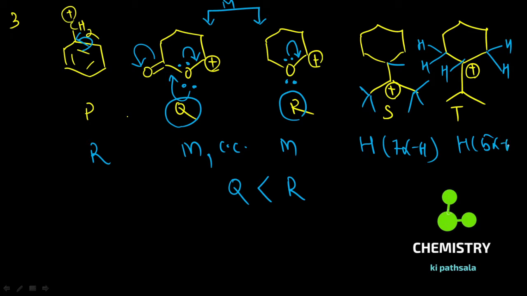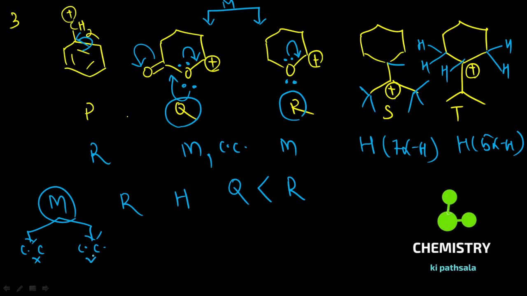5 alpha hydrogens, correct? So you know very well that mesomeric effect dominates over resonance and resonance dominates over hyperconjugation. So you have 2 types of mesomeric effect: one without cross conjugation and one with cross conjugation. Cross conjugation decreases the stability of carbocation, right? Therefore R is more stabilized than Q.